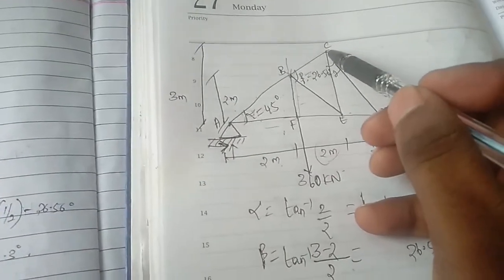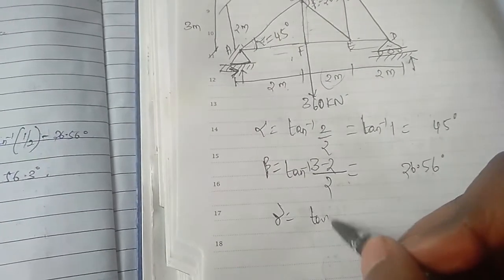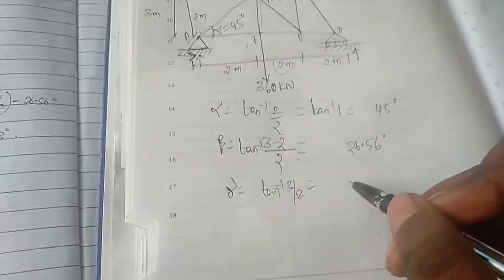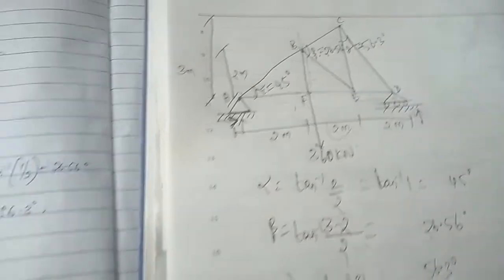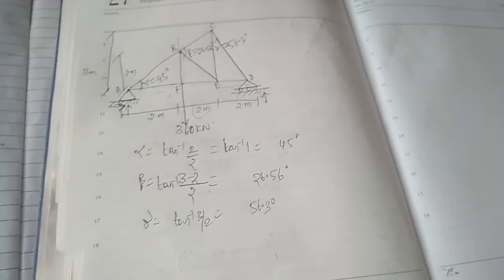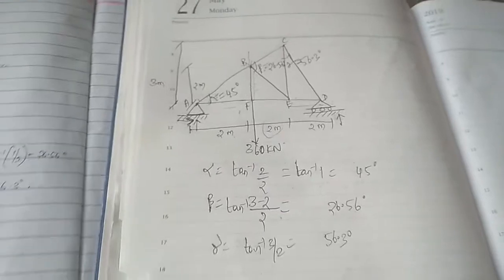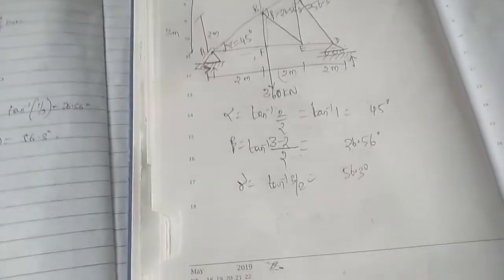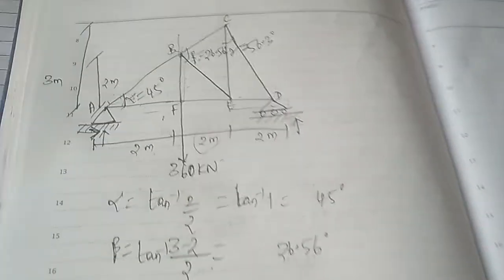So this is gamma at C. Total height is 3/2, so tan inverse of 3/2 is equal to 56.3 degree. So your gamma is 56.3 degree. You understand? So this is how you will calculate the angles. So using angles only, you will next find the reaction forces, or the axial forces, which are acting upon each of the members AB, BC and all other particular members.